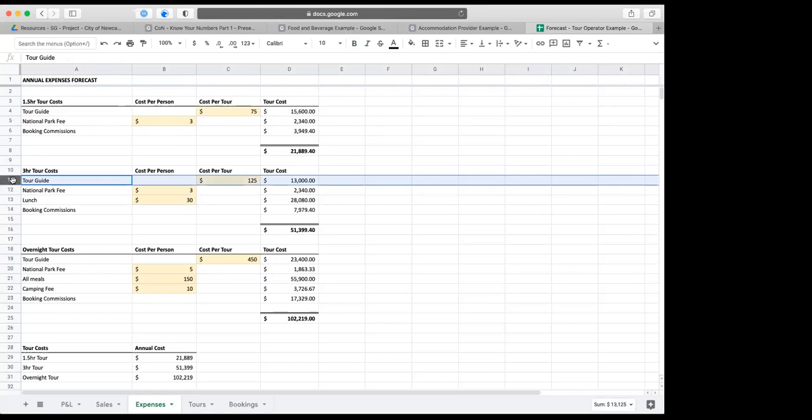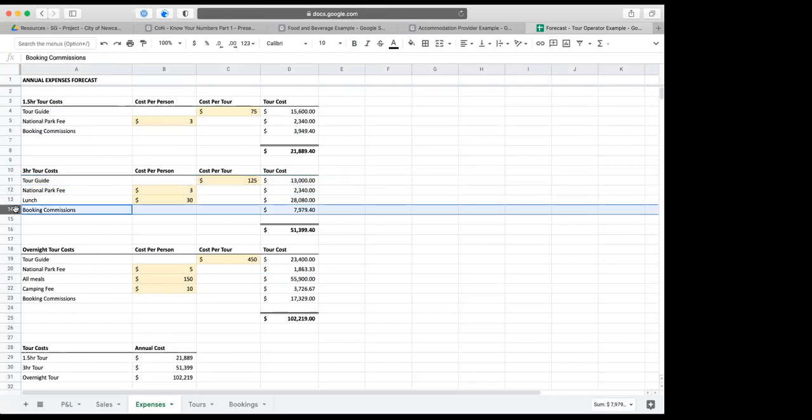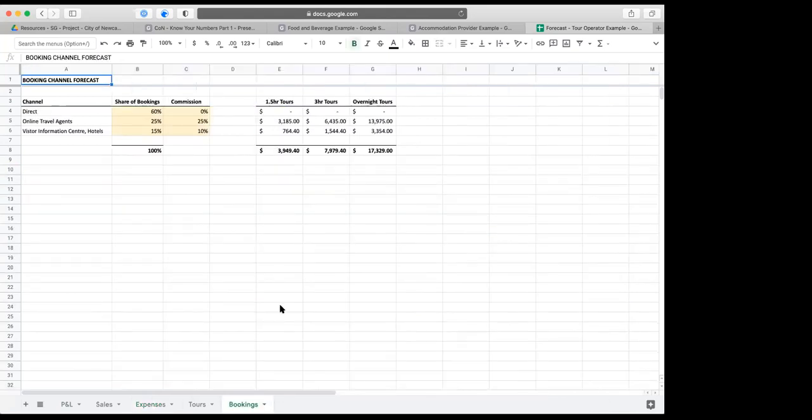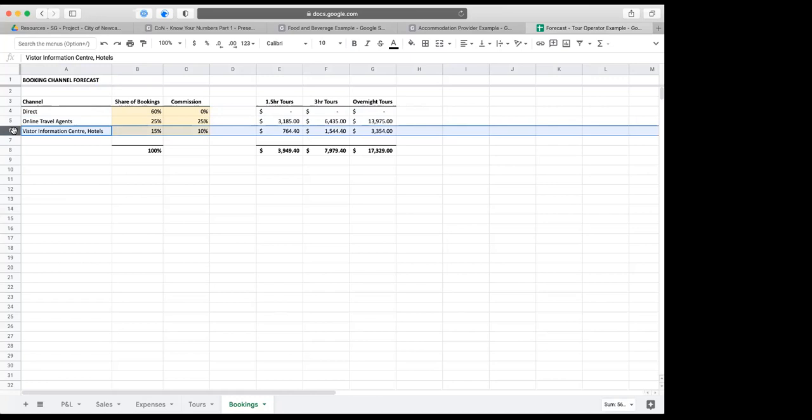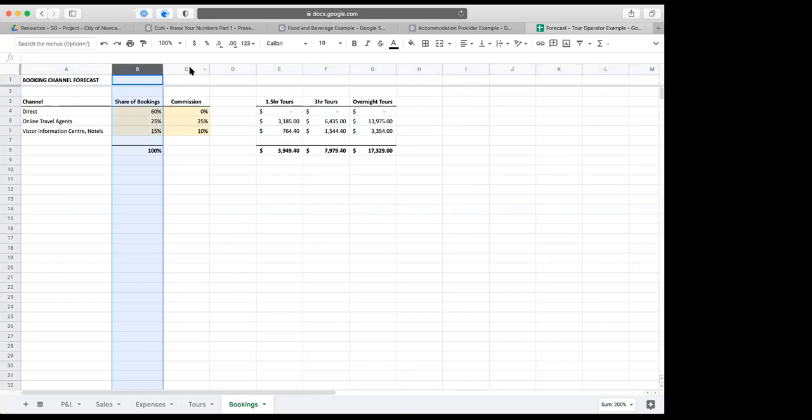The other key tour costs obviously are booking commissions, which we have here for each of the types of tours, and these are modeled in the bookings tab. So just like in the accommodation provider example, bookings for this tour operator come through a variety of channels. So there are of course direct bookings, which we have here first, but there are also bookings through online travel agents, as well as in this case, the local visitor information center, and also local hotels. So here we modeled the proportional share of bookings each channel receives, along with their associated commission rates.